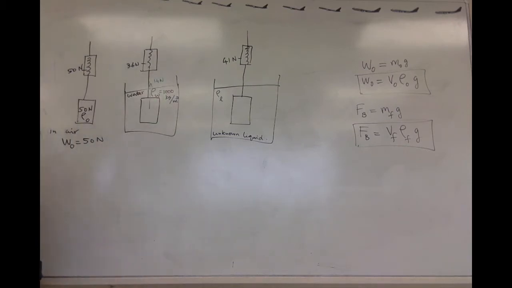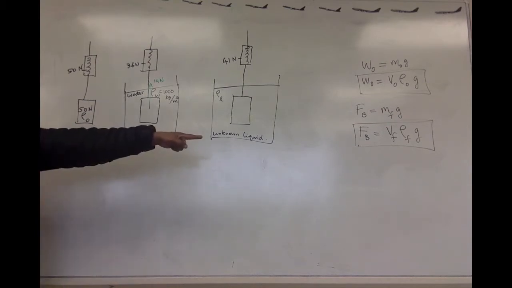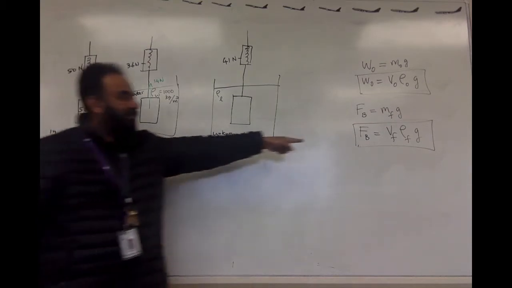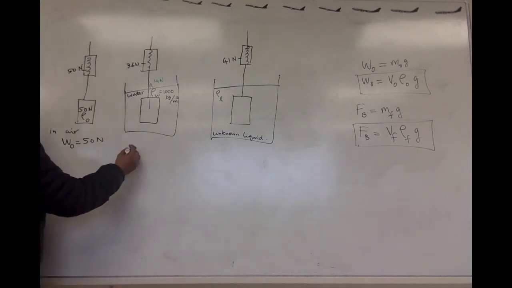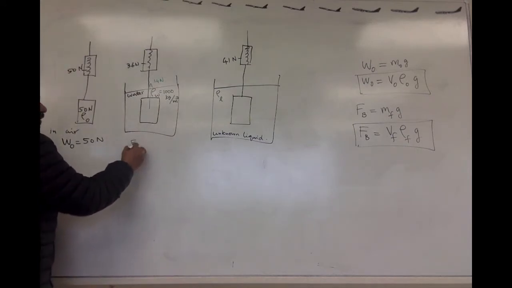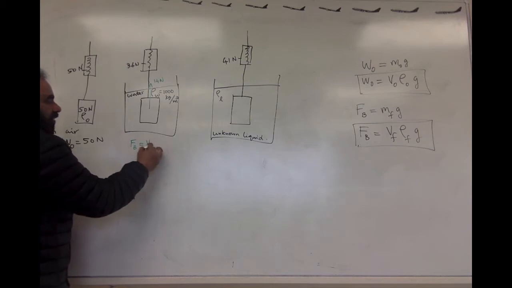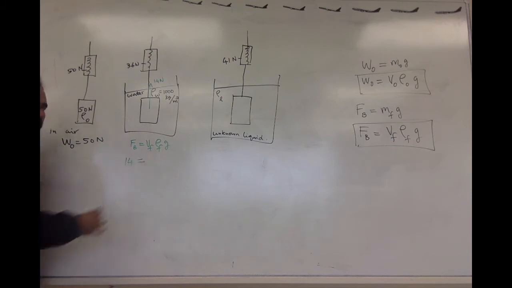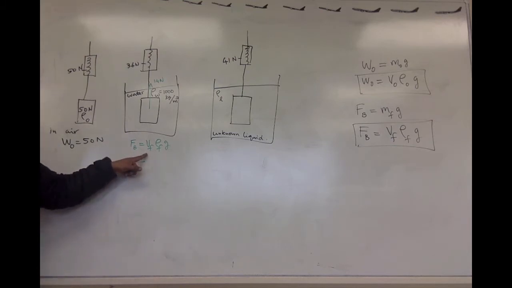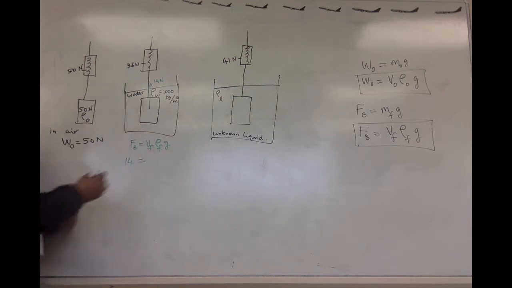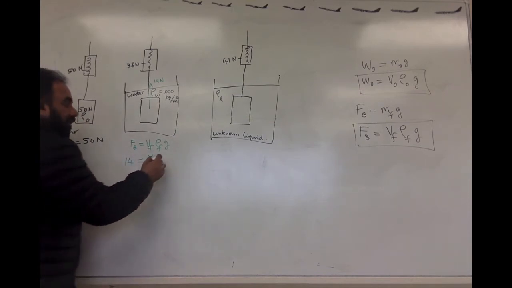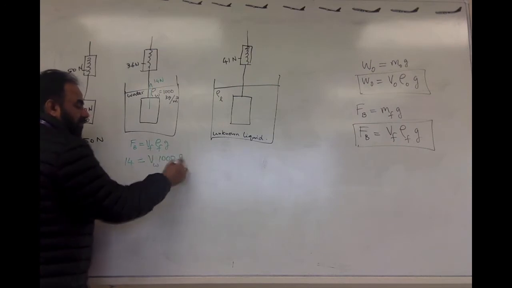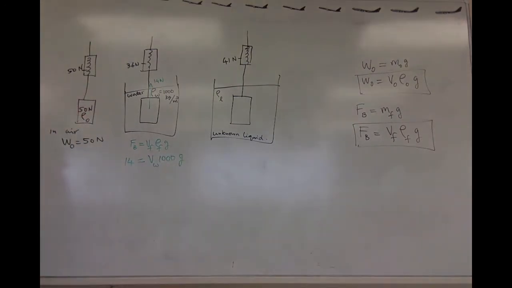And what's the equation for buoyant force? So let me write it down. So buoyant force is volume of fluid times density of fluid times gravity. In this case, 14 is what? Volume of what fluid? Water. So volume of water displaced times 1000 times, yeah, leave it as g for the time being. Is this clear? Yes. Okay, good.